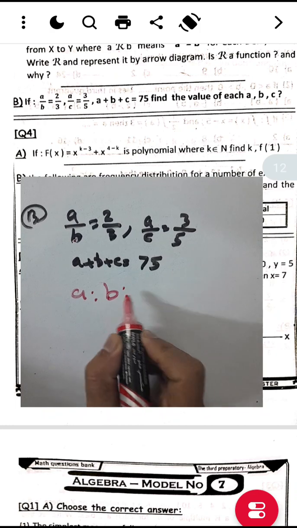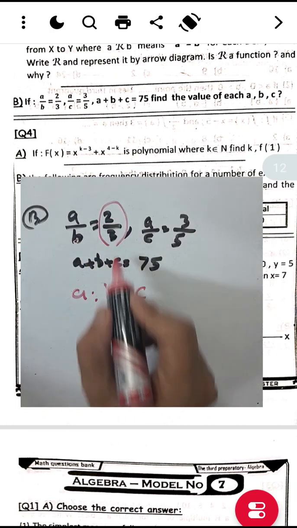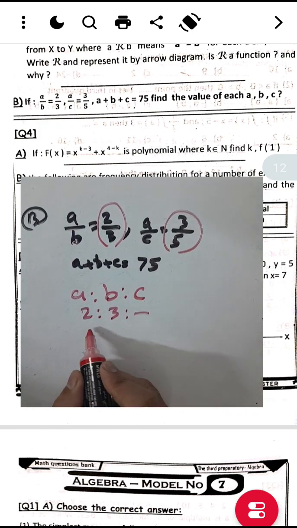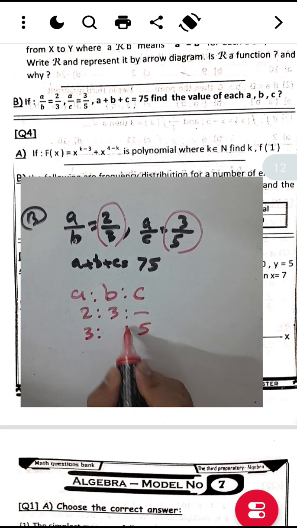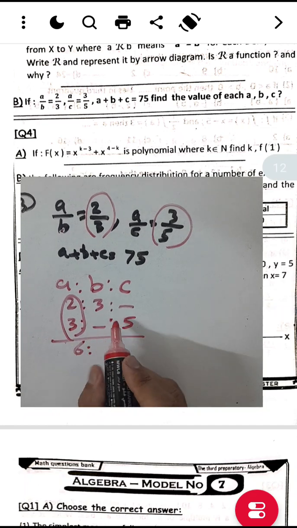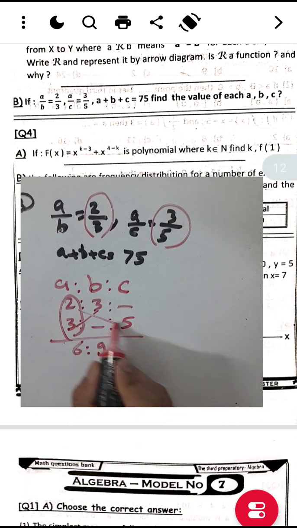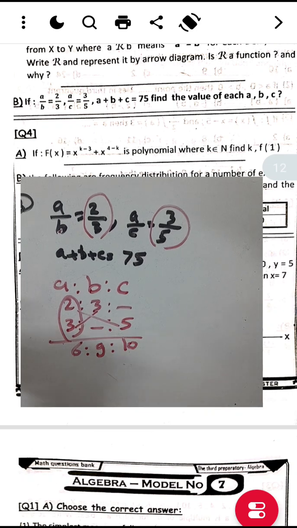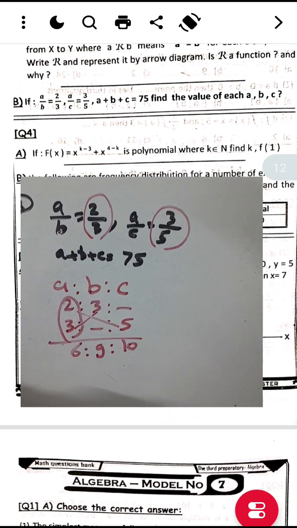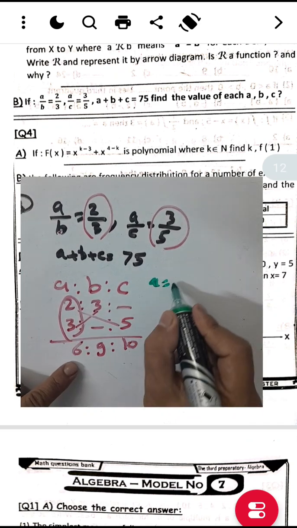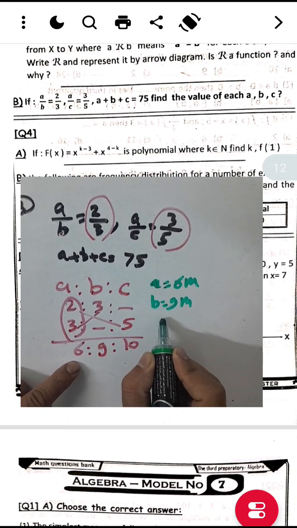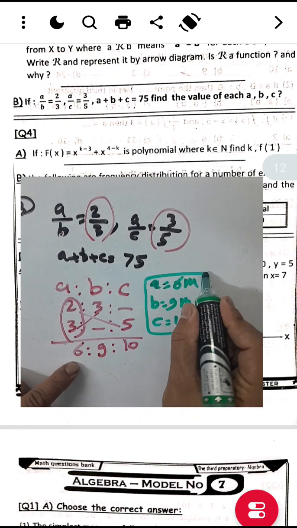We can find the ratio A to B to C. The ratio between A and B equals 2 to 3, and the ratio between A and C is 3 to 5. Taking A as 3 and C as 5, we multiply: 2 times 3 equals 6, 3 times 3 will be 9, and 2 times 5 will be 10. Then the ratio between A and B and C equals 6 to 9 to 10. Then we can write A equals 6m, B equals 9m, and C equals 10m.